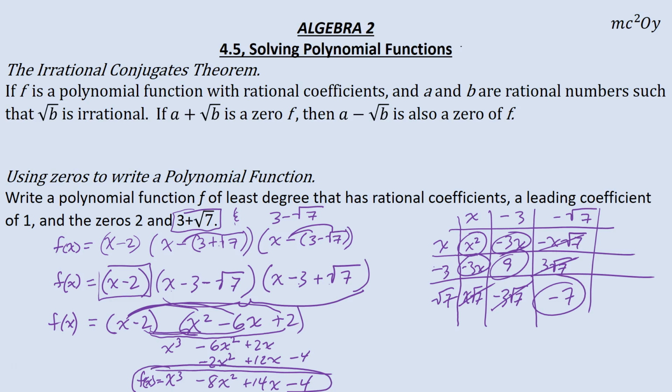All right, I know this got kind of messy right here, but I think we'll be okay here. So that times that, that times that, and that times that. That is supposed to be an x cubed there.